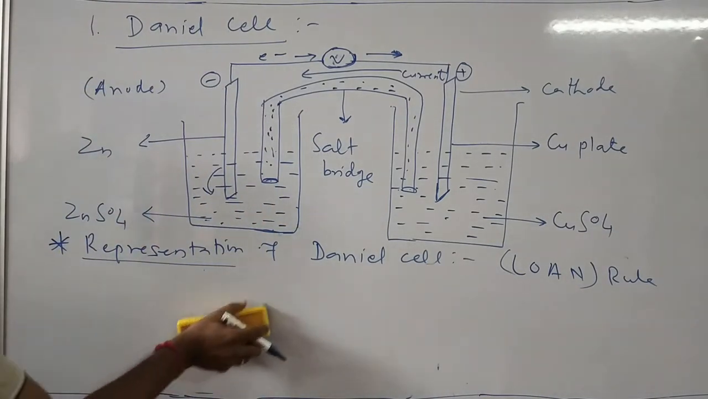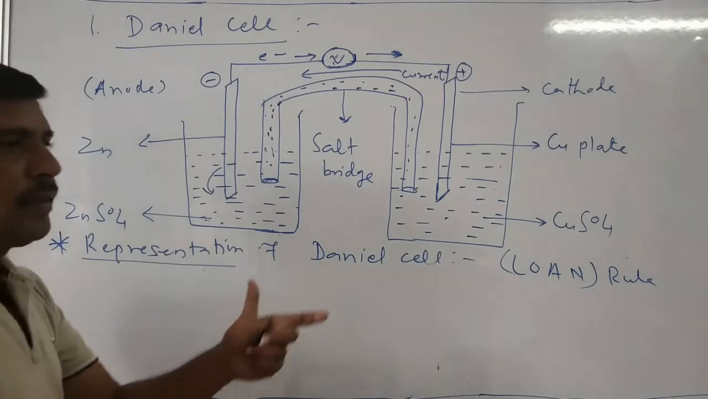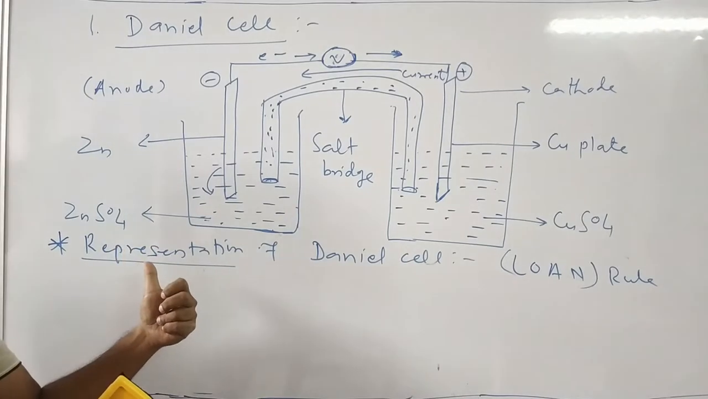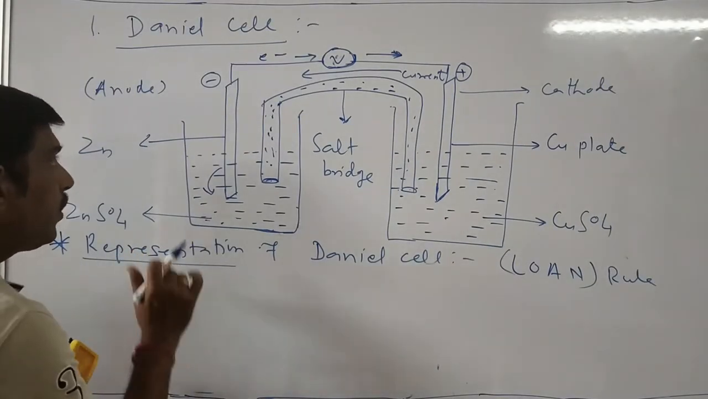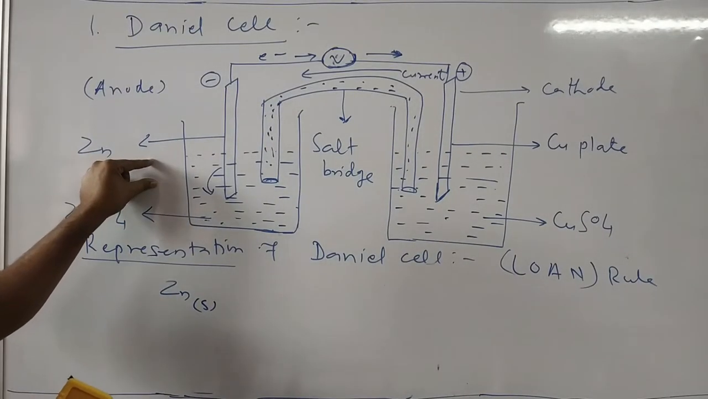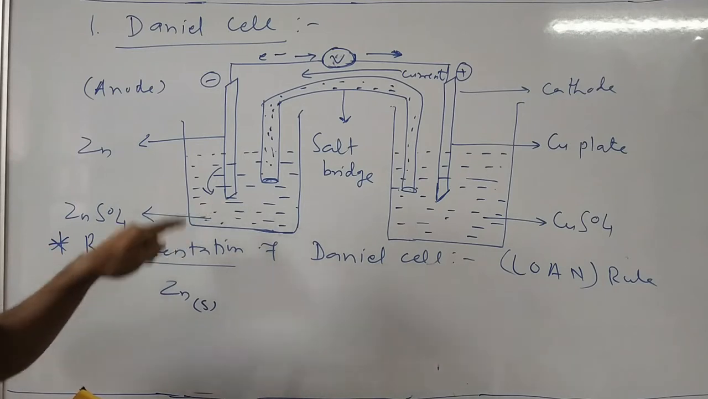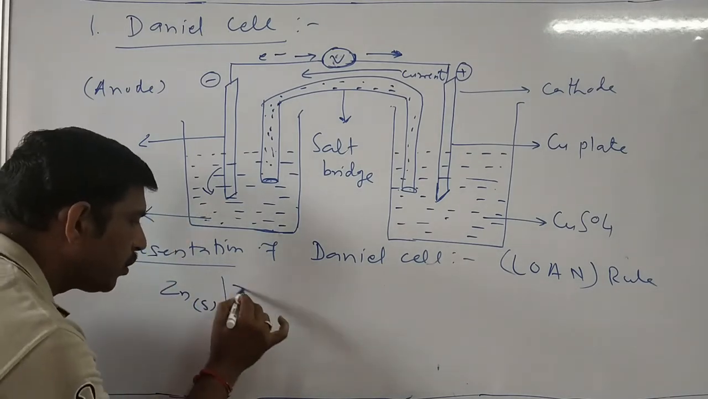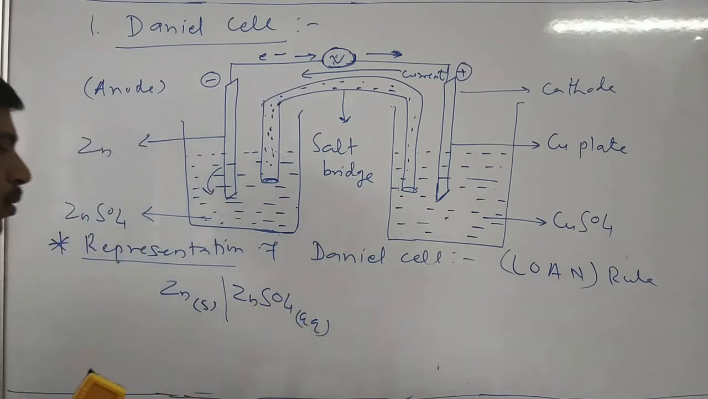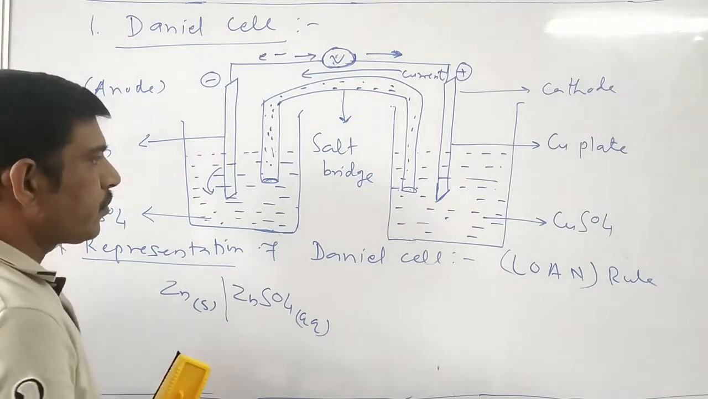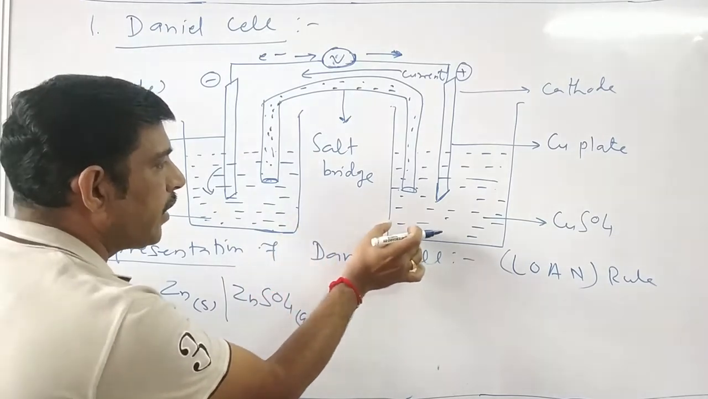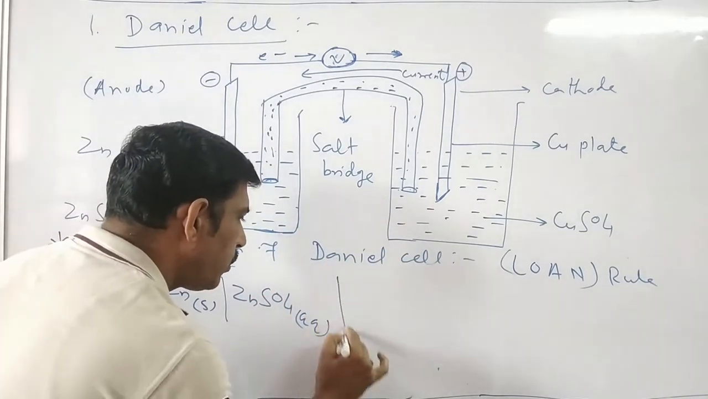Then, to represent a Daniell cell or any galvanic cell in a single line, we take the electrode on the left hand side, that is zinc, which is in solid state. We show the separation between the zinc plate and the zinc sulfate solution by a single vertical line. So Zn | zinc sulfate solution. Then we show the separation between one electrolytic solution and the other electrolytic solution by a double vertical line.